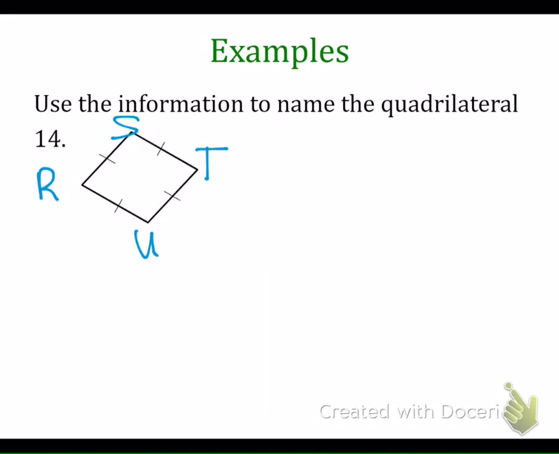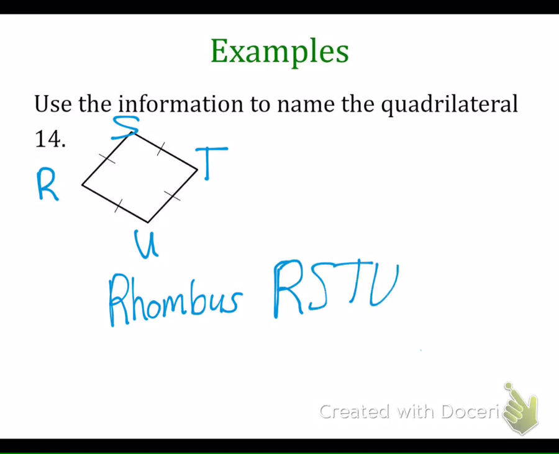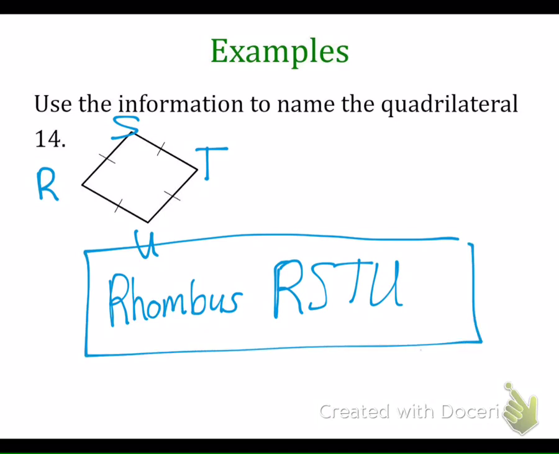Name this quadrilateral. What do we know about this? It's a rhombus because the only thing we know about it is that all the sides are congruent. Okay, we don't know anything else about the angles, so it can't be a square. It's a rhombus. And it does not look like a square at all. So rhombus, what should we name this rhombus? R-S-T-U, or you could have put S-T-U-R, whatever you want to call it is fine. Just as long as you use the 4 letters.